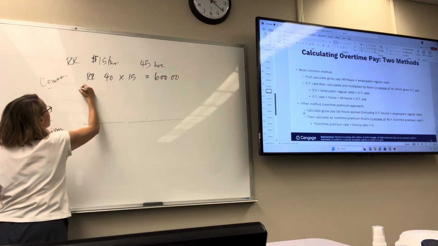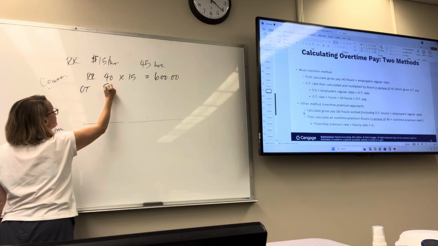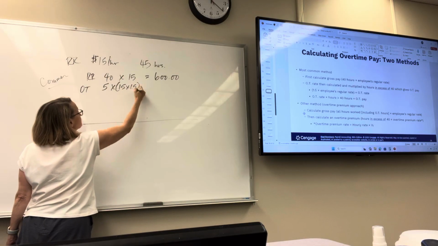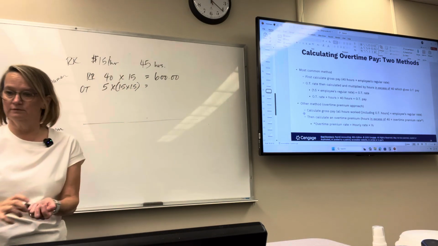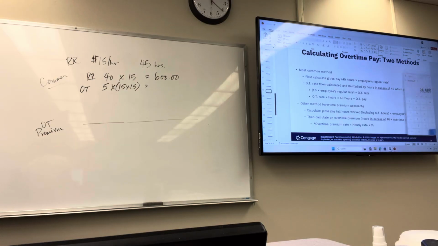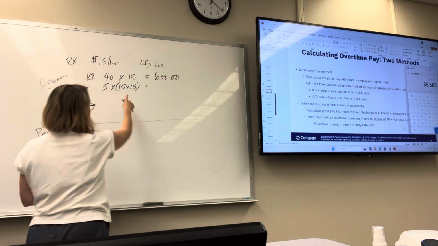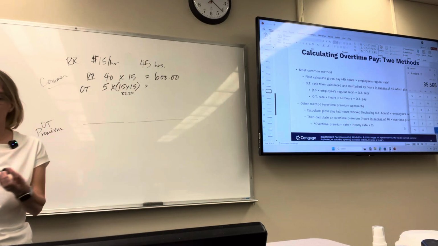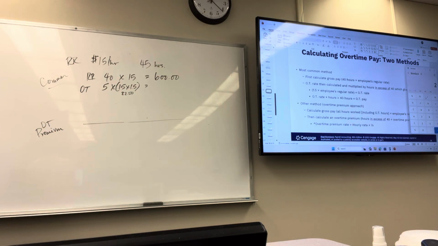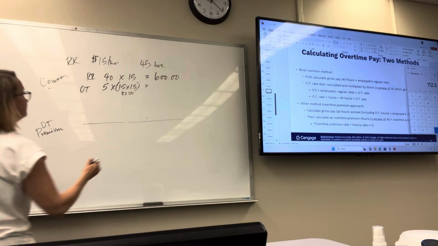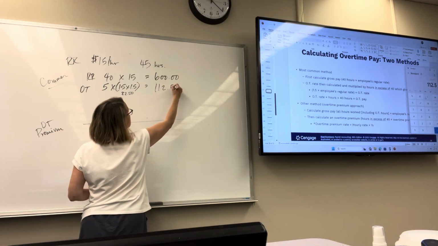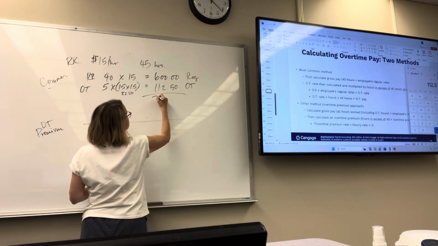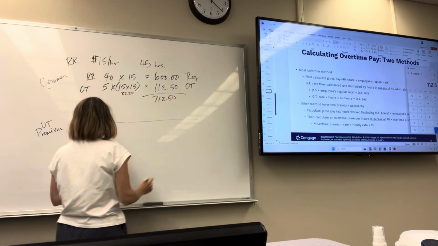All right. And then the overtime, we're going to take the 5 hours of overtime times 15 times 1.5, which is 22.50. Okay, we'll do that here, times 5 hours, 112.50. So here's our regular pay. Here's our overtime. So 712.50 for that.